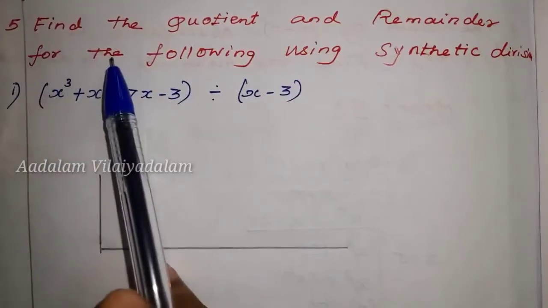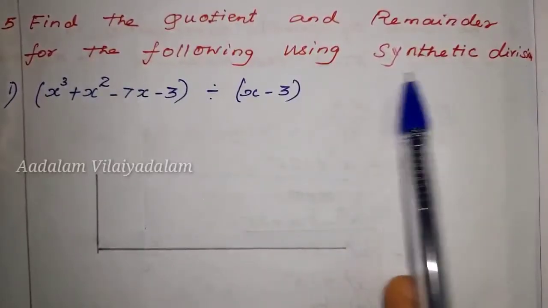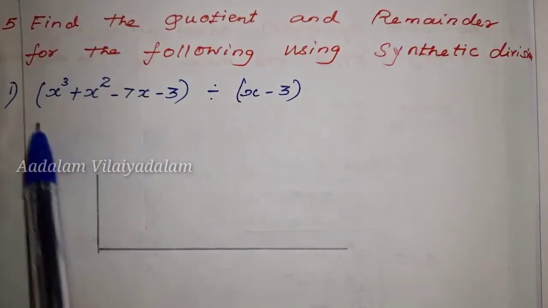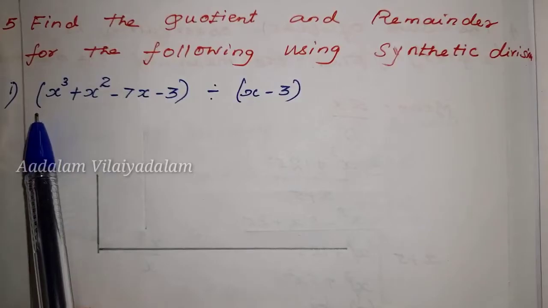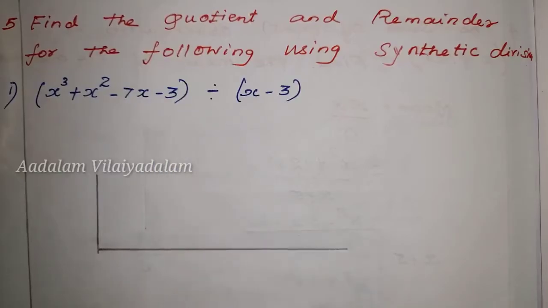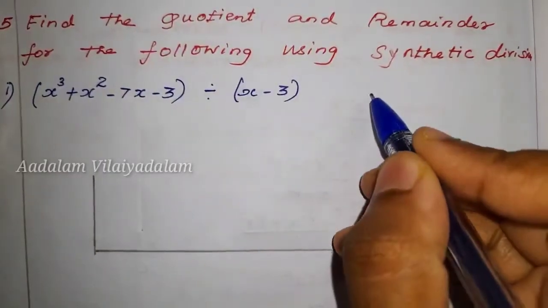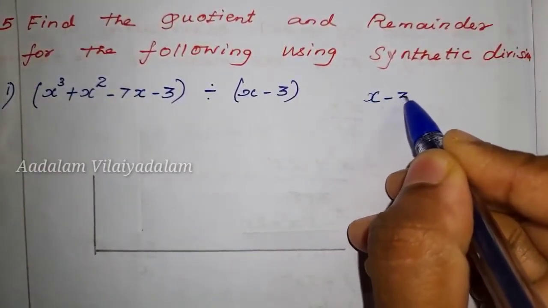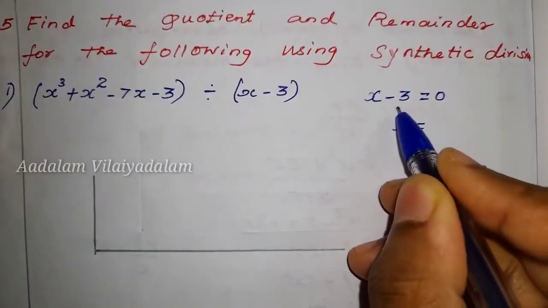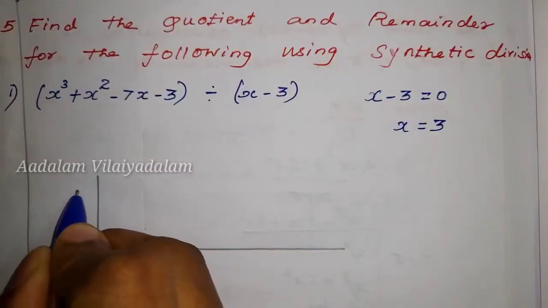So fifth question, find the quotient and remainder for the following using synthetic division. So synthetic division is the shortcut method of polynomial divisions. Here the first question is x cube plus x square minus 7x minus 3 divided by x minus 3. So first we find out the x value. Here x minus 3 equal to 0. So minus 3 in left side, it goes right side means x equal to plus 3. So here write the x value 3.